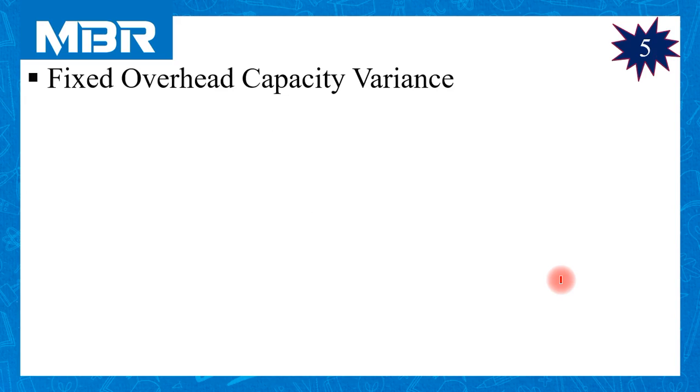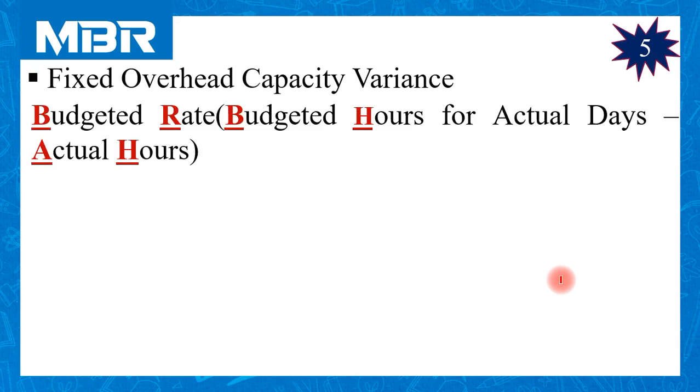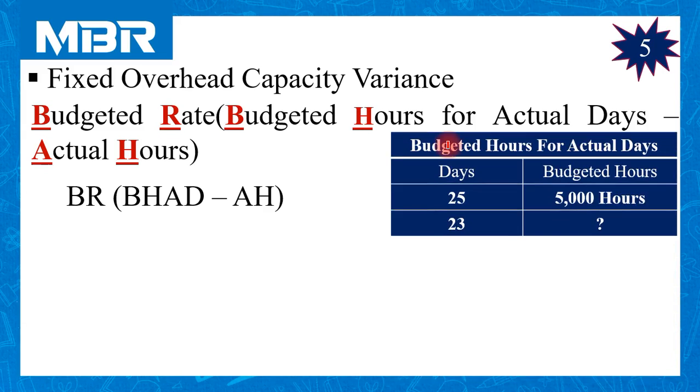Fifth, fixed overhead capacity variance. Budgeted rate into bracket budgeted hours for actual days minus actual hours. BR into BHAD minus AH. First of all, we need to calculate budgeted hours for actual days. It is nothing more than a simple comparison and cross multiplication of the information. As far as this calculation is concerned, you need to focus on your question.